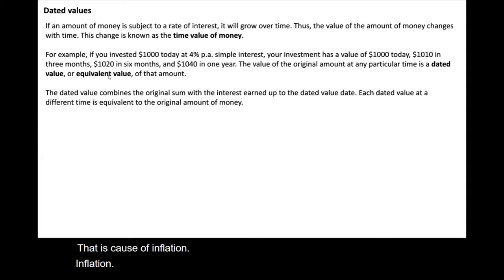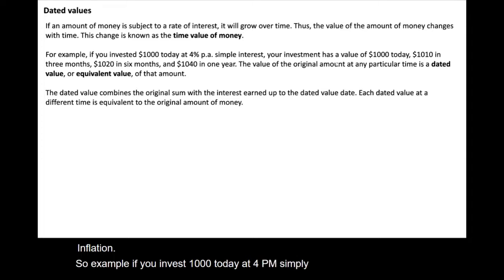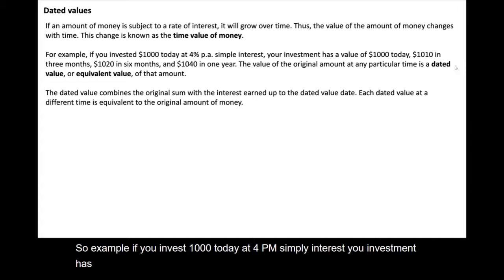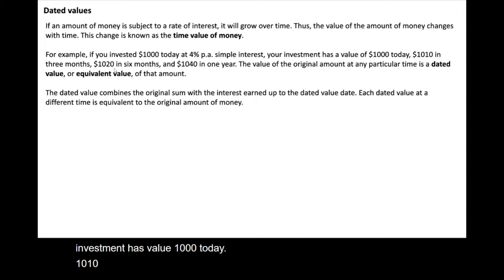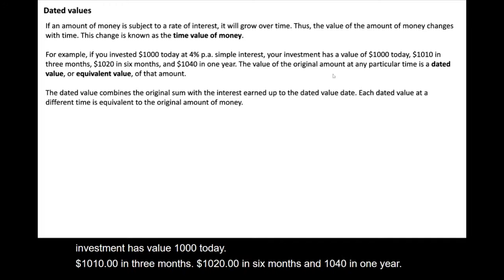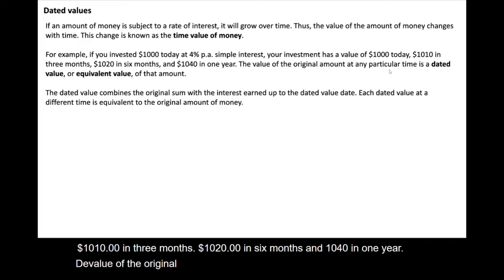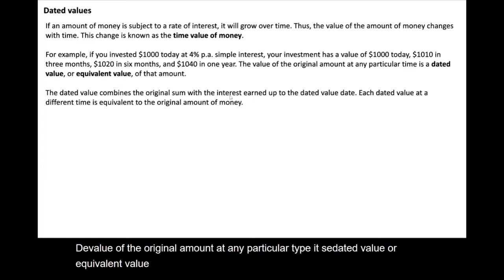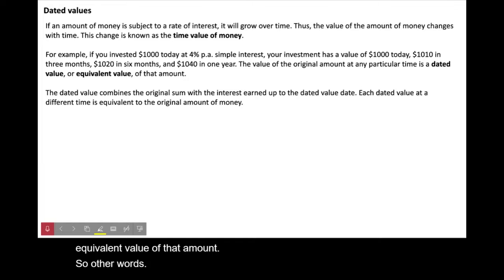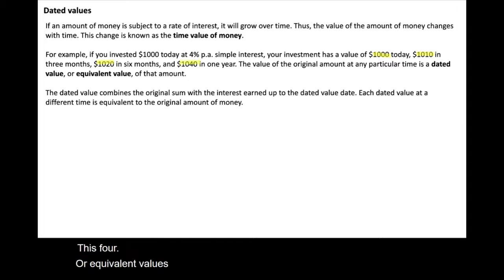So example, if you invest $1,000 today at 4% PA simple interest, your investment has value $1,000 today, $1,010 in 3 months, $1,020 in 6 months, and $1,040 in 1 year. The value of the original amount at any particular time is a dated value or equivalent value of that amount. So, in other words, these four are equivalent values. Consider that we charge 4% of interest, right?